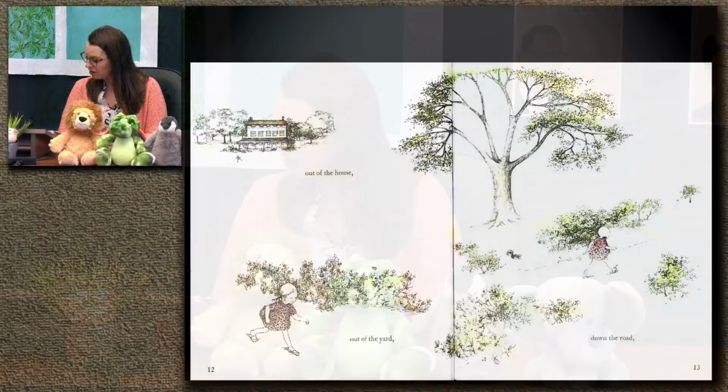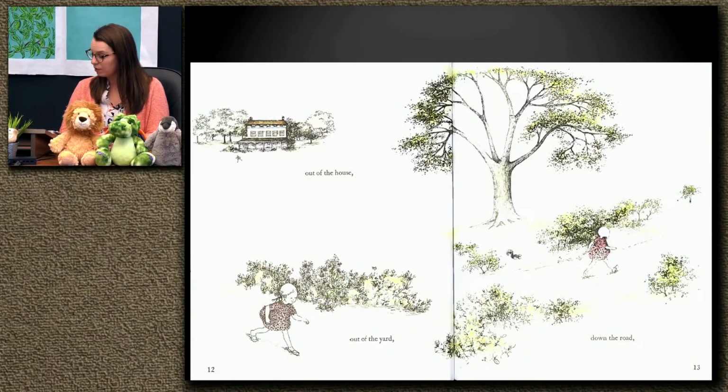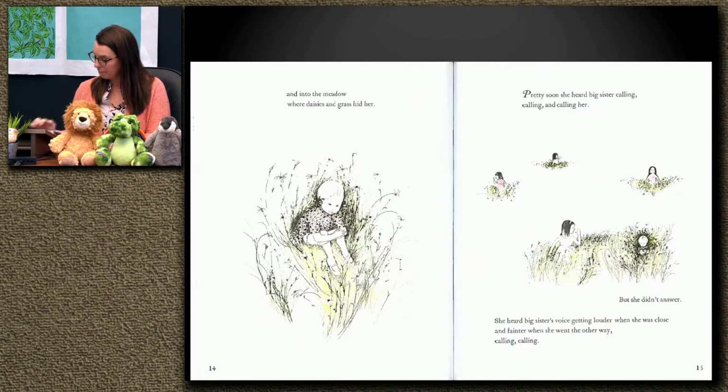Out of the house, out of the yard, down the road, and into the meadow where daisies and grass hid her. Pretty soon she heard Big Sister calling, and calling her, but she didn't answer. She heard Big Sister's voice getting louder when she was close and fainter when she went the other way. Calling.